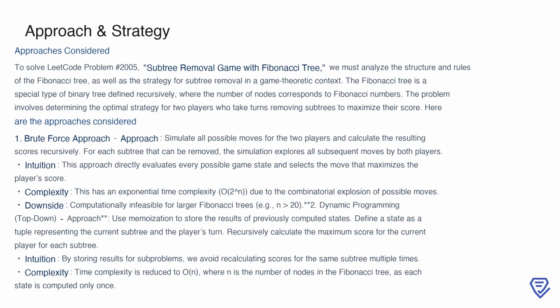Next, we analyzed a dynamic programming, or top-down, approach. Here, we use memoization to store results of previously computed states, reducing redundant calculations. Each state is represented as a tuple that includes the current subtree and the player's turn. This method is much more efficient, with a time complexity of O(n), as each state is computed only once, making it a significant improvement over brute force.